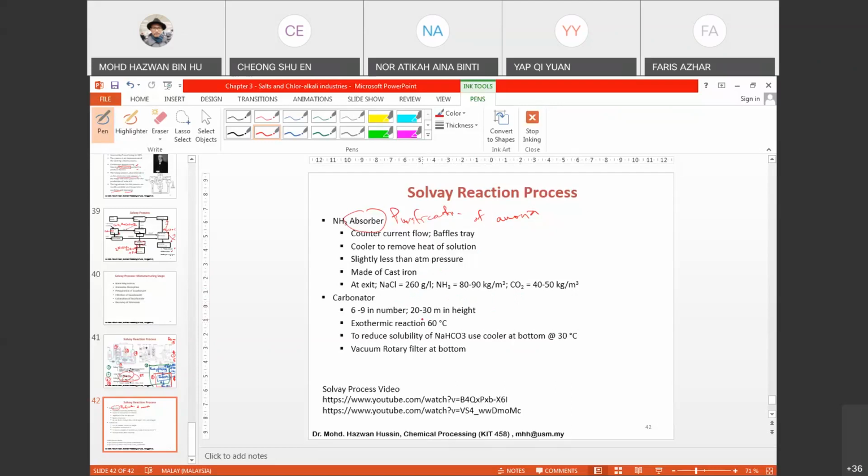And finally, you have carbonators. This is where the calcination process occurs. Normally installed in 6 to 9 in number, with 20 to 30 meters height. The exothermic process occurs at around 60 degrees C. It reduces the solubility of sodium hydrogen carbonate. Use a cooler at the bottom, with temperature around 30 degrees C. And finally, in the carbonators, a vacuum rotary filter is also used at the bottom.